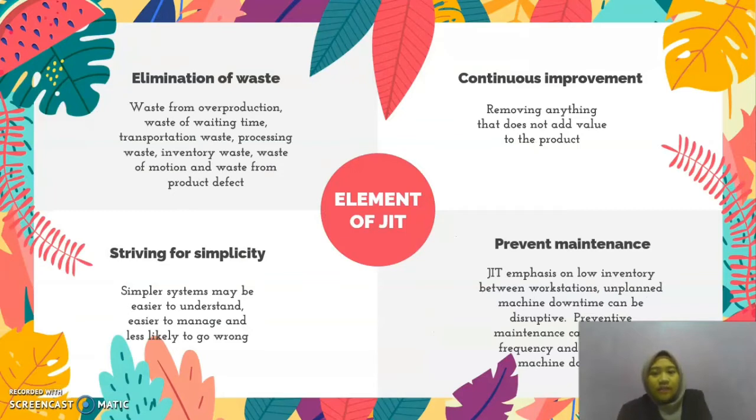As for the elements of JIT, there are 4 elements. First is the elimination of waste. Number 2 is continuous improvement, to remove anything that does not add value to the product, such as waiting costs, repairing, and others. Number 3 is striving for simplicity. Simpler systems may be easier to understand, to manage, and are less likely to go wrong. And number 4 is preventive maintenance.